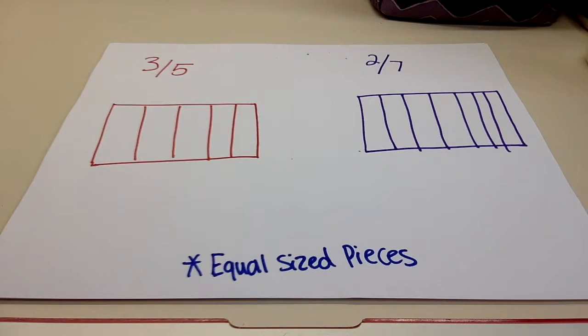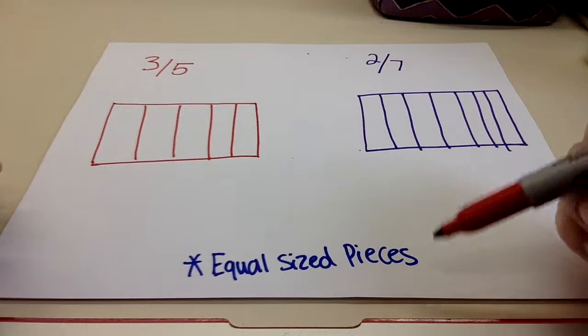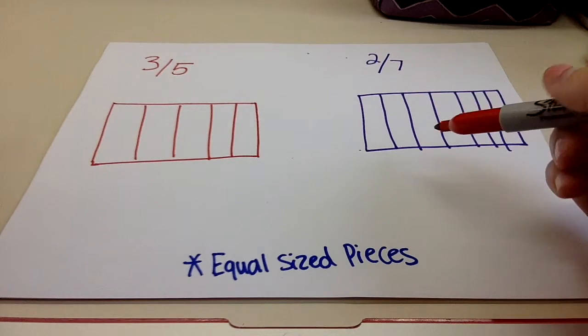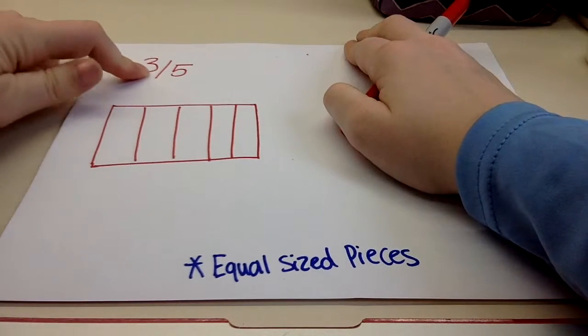So the first thing we're going to do is draw a picture, because I think it's the best way to show how things come together. And so first I want to note that these are all equal size pieces. I'm not the best artist, but all of these are equal size pieces. So we're not going to look at this side, and we're just going to look at the 3/5.